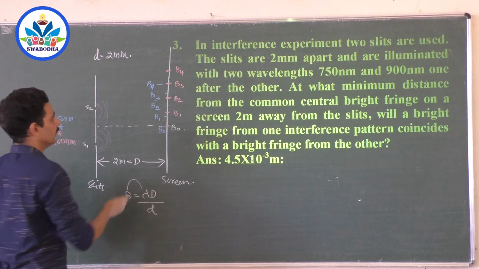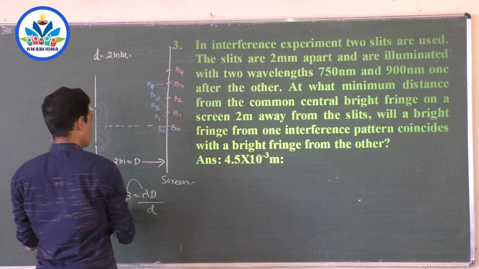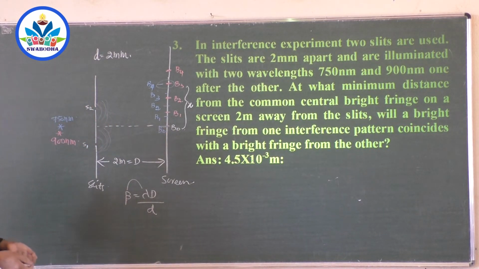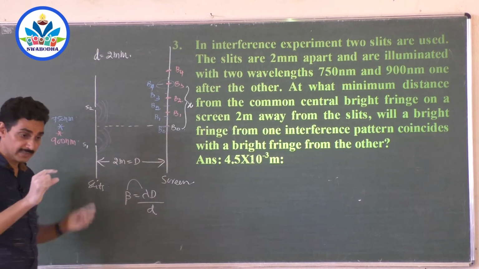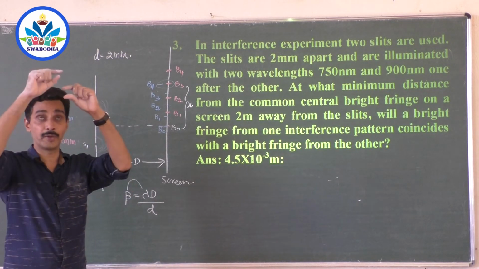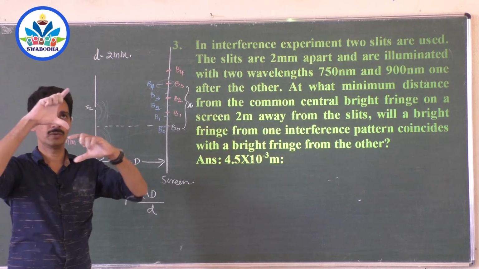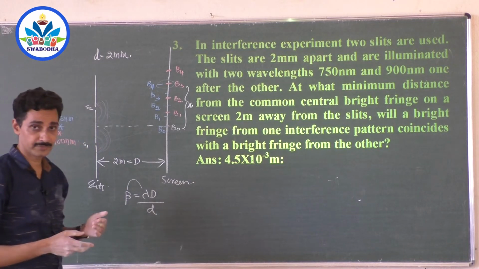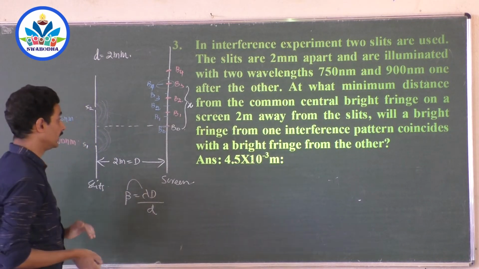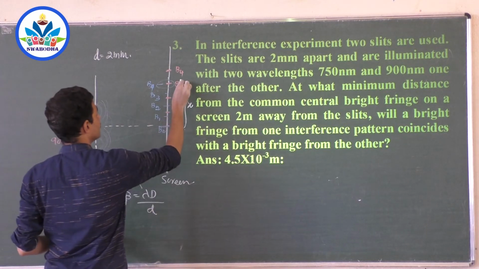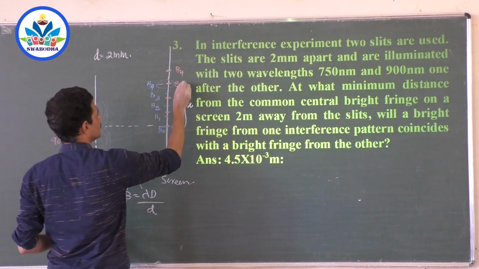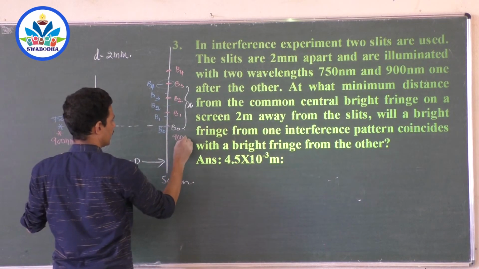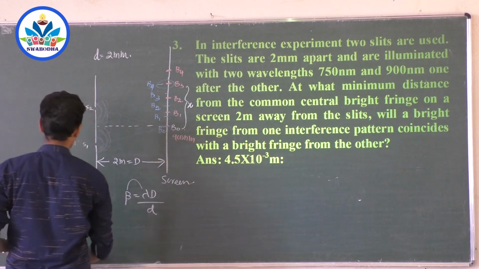What is that distance where both the fringes coincide? This is X. Very easy. And remember, for shorter wavelength, it needs more fringes to cover that point. For a longer wavelength, it needs only fewer fringes to cover that point. You can follow it, because sometimes after writing the formula we will get confused. Now let us say that it is the mth fringe for this one. So this is 900 nanometer, and here I have written 750 nanometer.